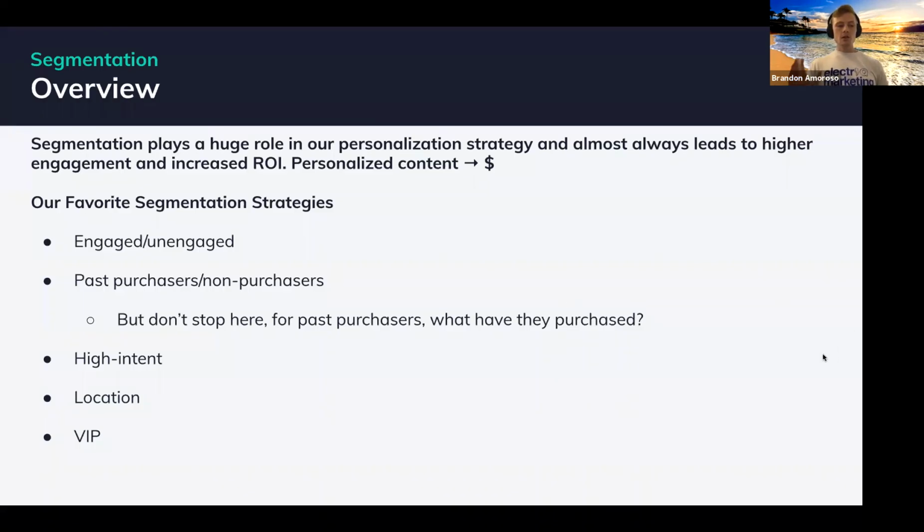So these are some of our favorite segmentation strategies. They're by no means exhaustive, but this is a good starting point for you when you're getting off the ground with SMS.